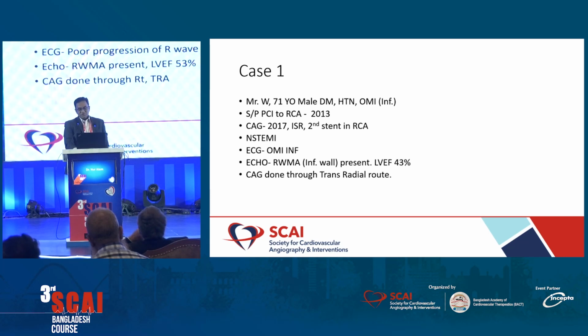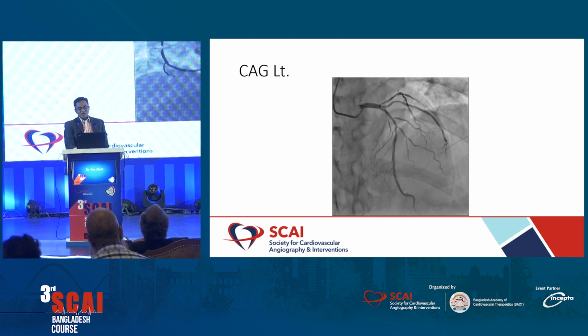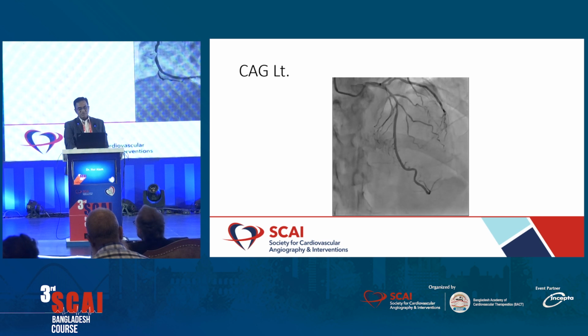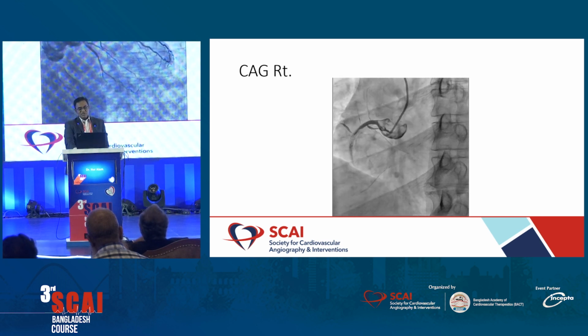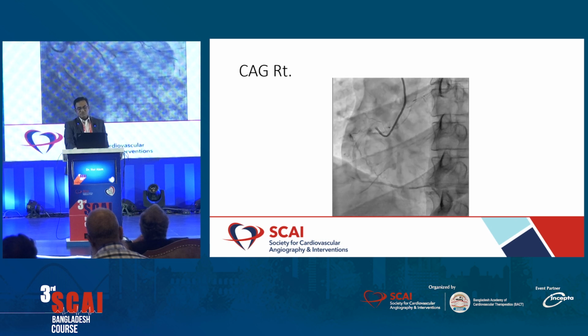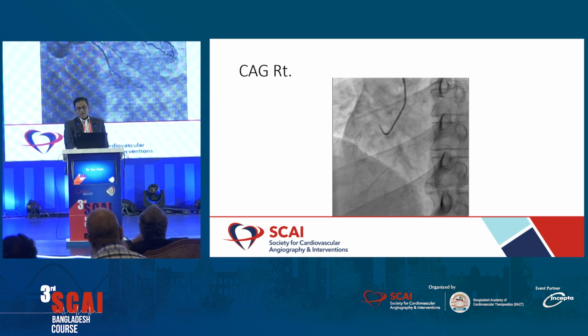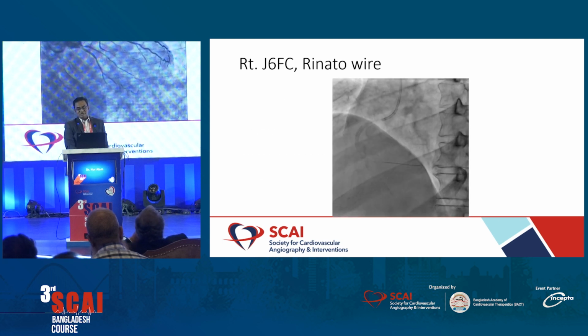We did coronary angiogram through right transradial route. We can see there is a mid RCA significant 99% stenosis. In the left system we can see there is a proximal LAD having 70 to 80% stenosis, and also in the mid and distal LAD there is a significant lesion also there.